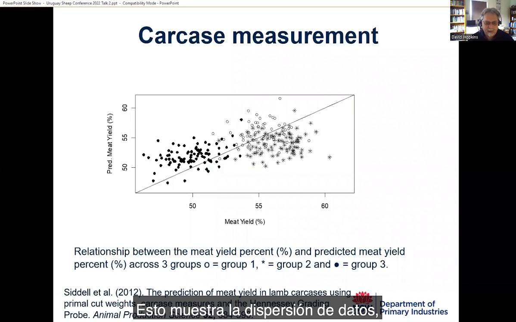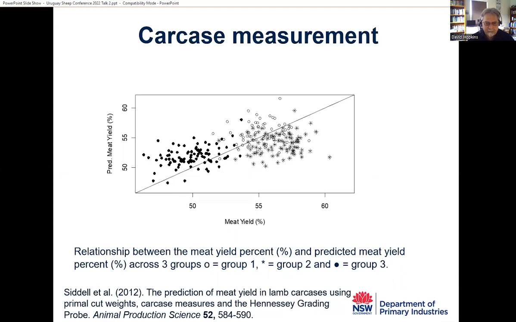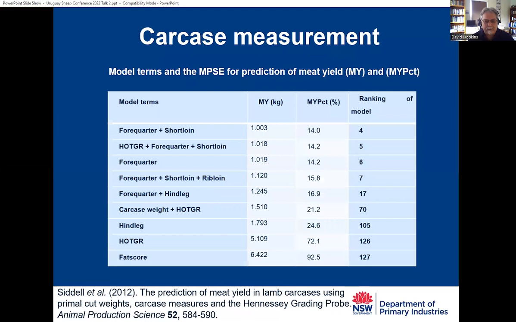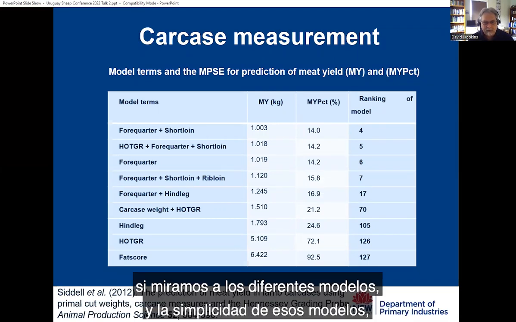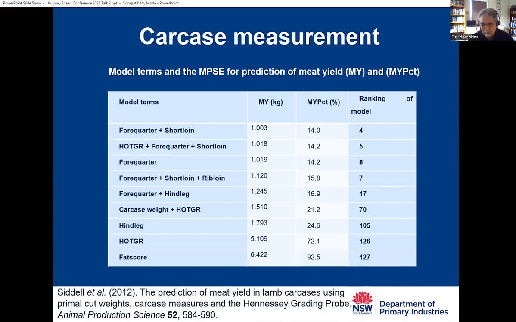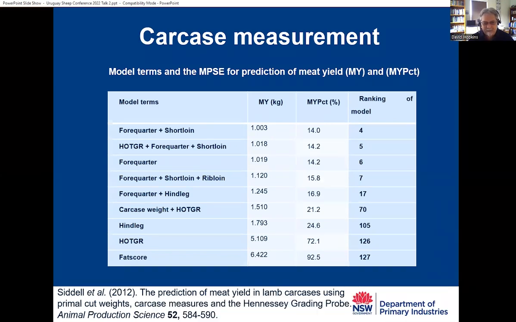And this shows you some of the actual data spread, the meat yield versus the actual prediction. And it's not perfect by any means, but it's certainly better than using just a GR knife. And then if you looked at different models and the simplicity of those models and just using cuts, if you weighed the forequarter and the short line, that was actually the fourth best model. So that's great. And you can see where hot GR sits down at the bottom. It was ranked 126 out of the models. So not very good at all.